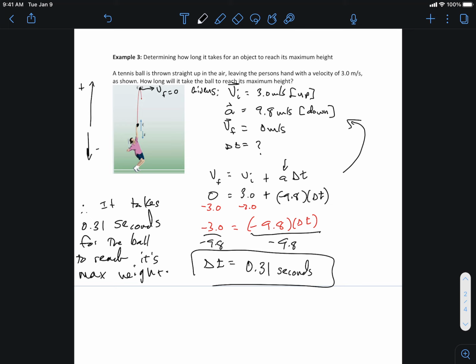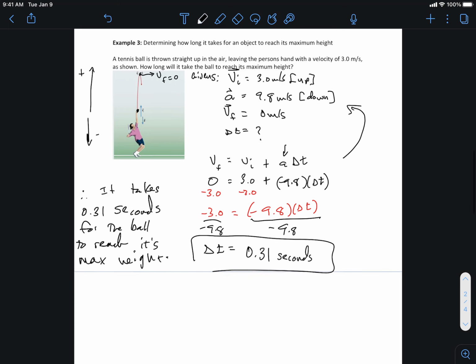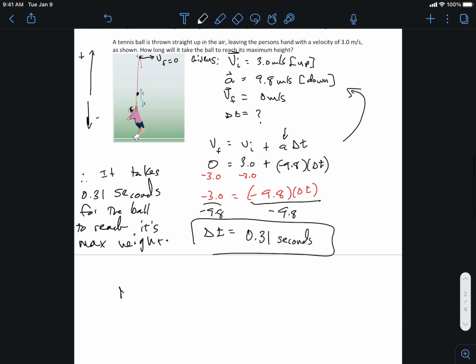So that's it, guys. Based on that information, I could ask any number of things, actually. We could also say, maybe I don't want the time. Maybe I want how high. What is delta D? How high did the ball go? You could just pick an equation for that.